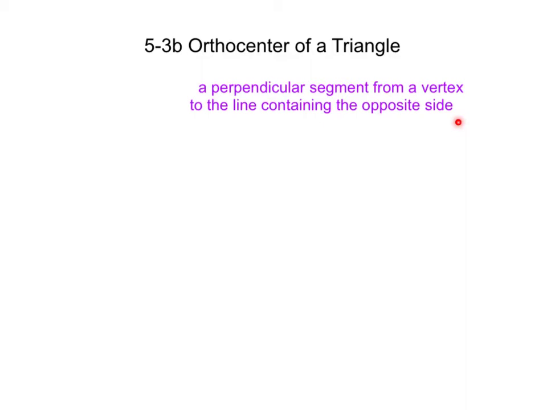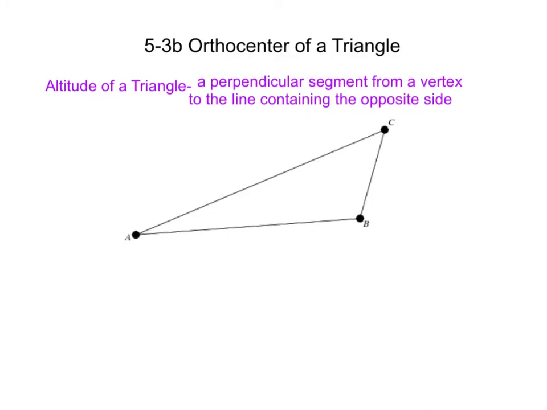But this wording could be pretty confusing. A perpendicular segment from a vertex to the line containing the opposite side. So I think the best way is to look at it through a picture. Here you see we have triangle ABC, and we want to find the altitudes here. So we're looking for a perpendicular segment from a vertex to the line. So we're going to start at a vertex. Let's start at B in this case.